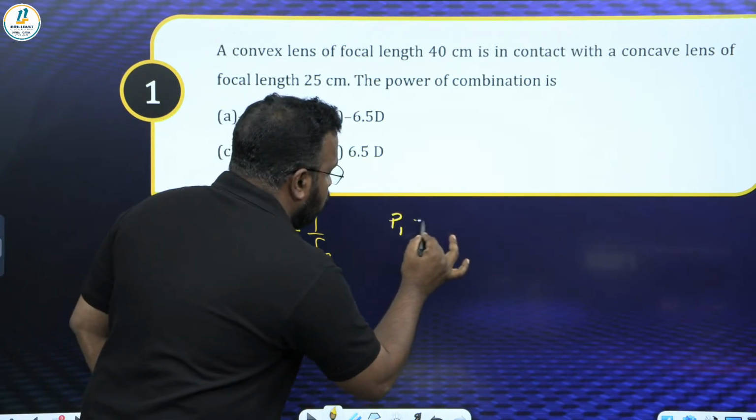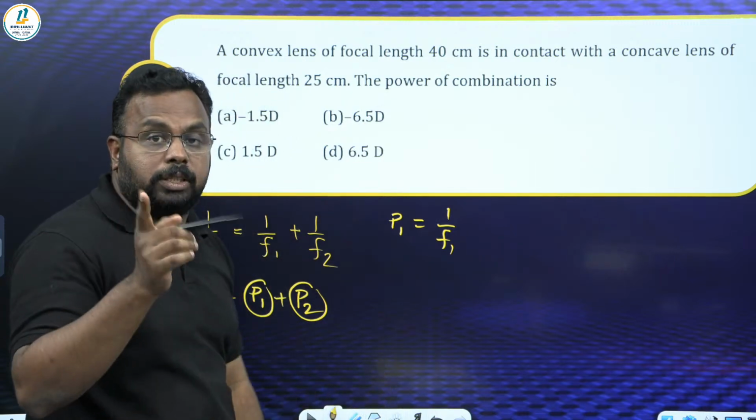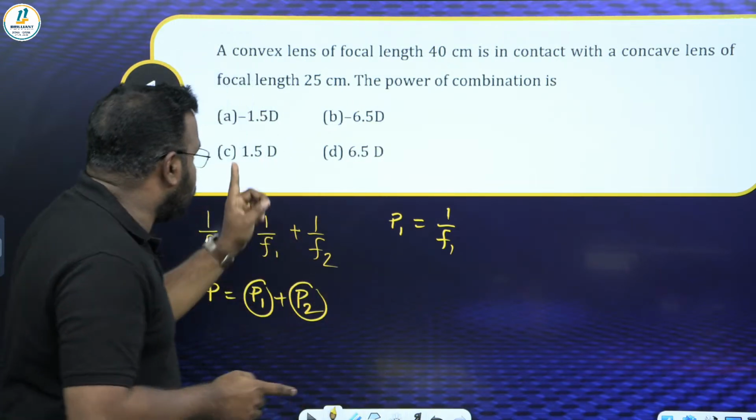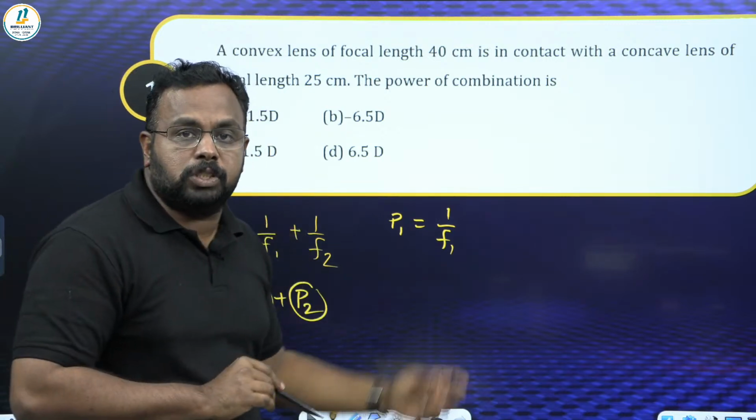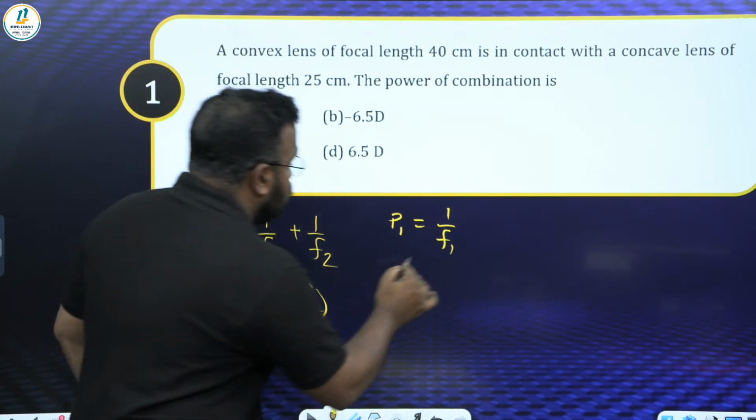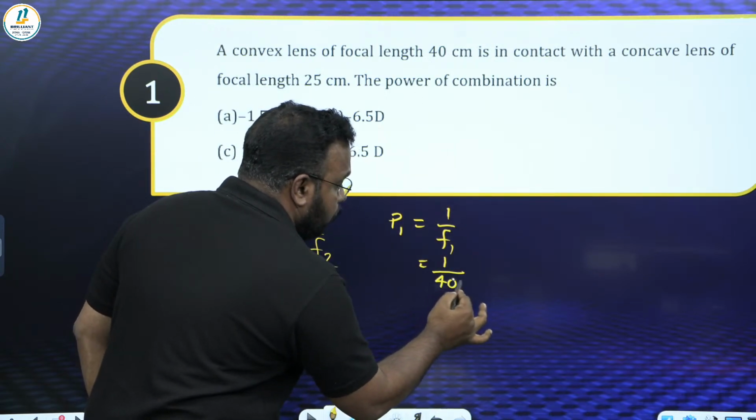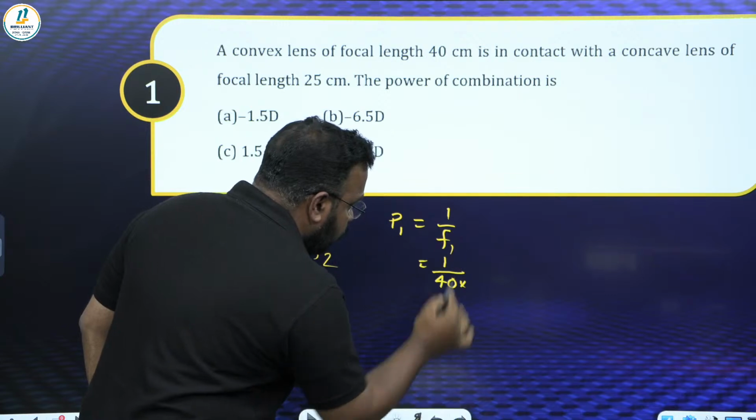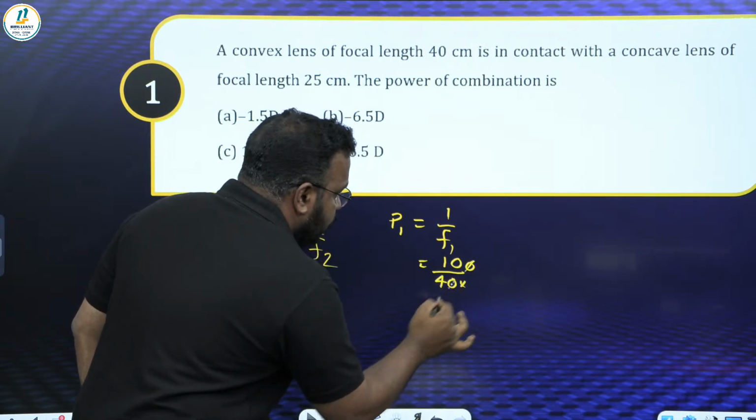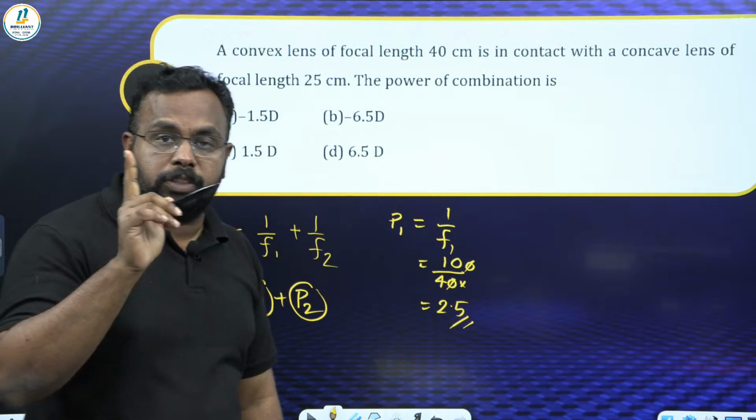What will be P1? P1 will be 1 by f1. What is f1? It is 40. Remember, 40 centimeter. You know the SI unit of power is diopter. It is meter inverse, so we need to convert centimeter into meter. So 1 by f1, 40 centimeters, so 40 into 10 power minus 2. So it will go up. We get 10 power 2, which is 100. So we get 10 by 4, that is 2.5. 2.5 diopter is the power of the first lens.